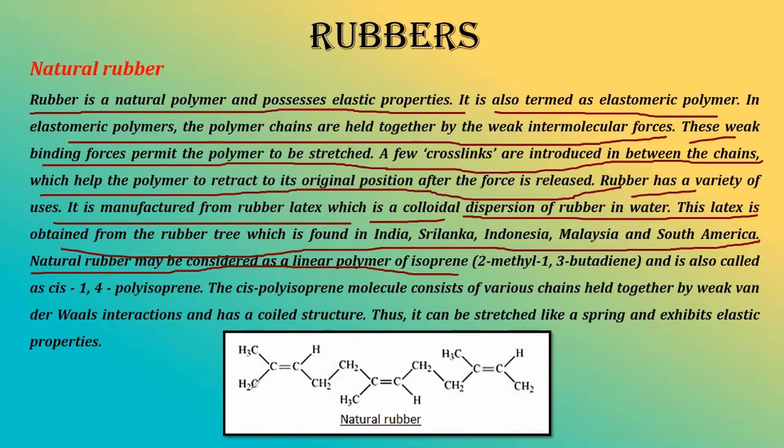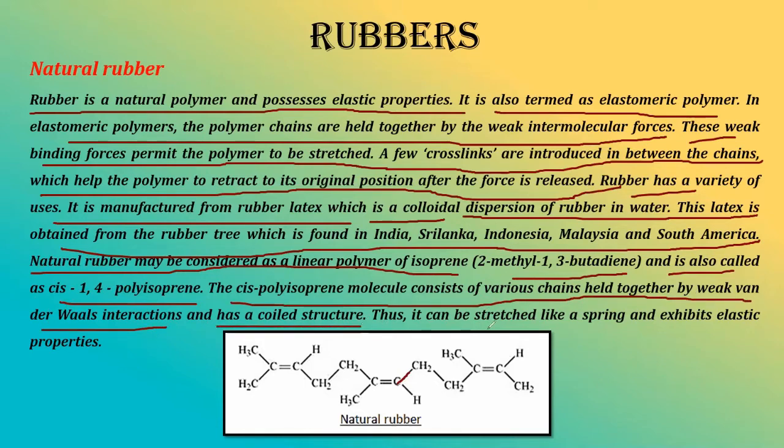This is natural rubber. You can see isoprene units are almost linear, in zigzag fashion. That is 2-methyl-1,3-butadiene. So you can see this clearly, this particular isomer of isoprene, right? And it is also called cis-1,4-polyisoprene. Fine. This particular molecule consists of various chains held together with weak van der Waals attraction and has a coiled structure which can be stretched like a spring, and this also exhibits elastic properties.